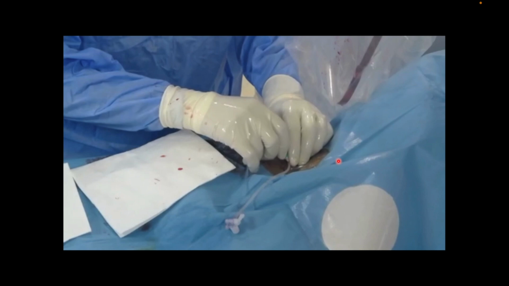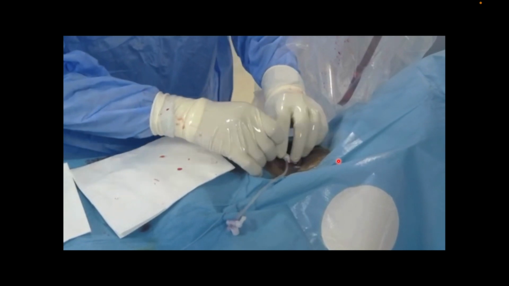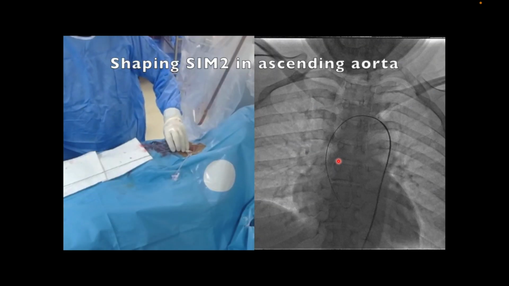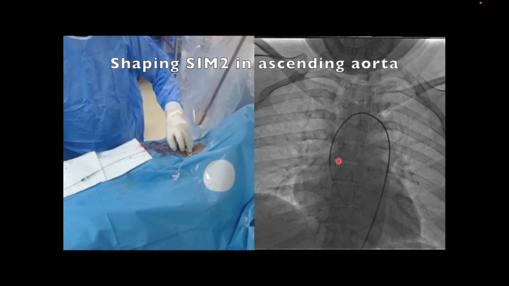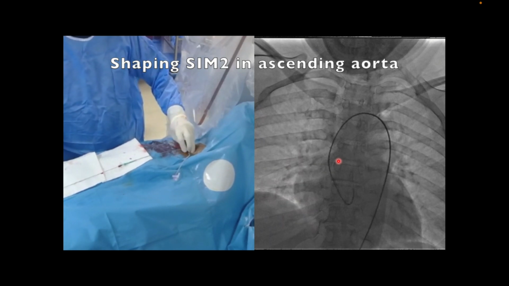So this is a 5 French SIM2 diagnostic catheter, and we shape it up in the ascending aorta or in the subclavian artery like this. So in the ascending aorta, this is how you shape it up.